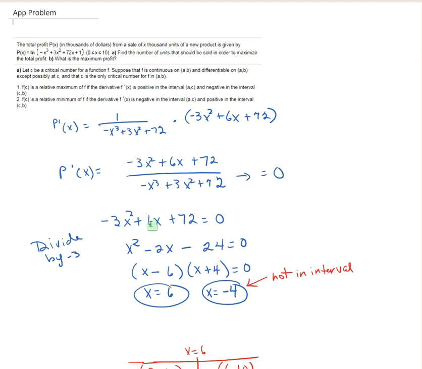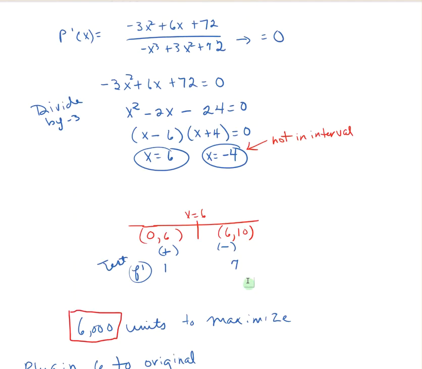If you divide, I look at this and see that 3 goes into all those numbers. So if I divide by negative 3 all the way across, I end up with x squared minus 2x minus 24. That factors to minus 6 and 4. When you solve it, you get x equals 6, x equals negative 4. But remember, here's our domain restriction. Negative 4 is not in there, so you don't have to fool with negative 4. We just have x is 6.